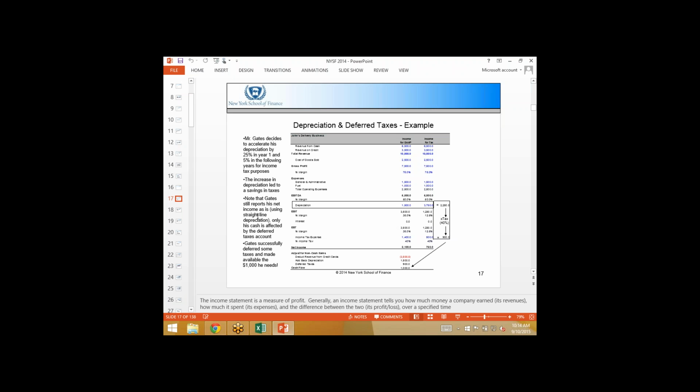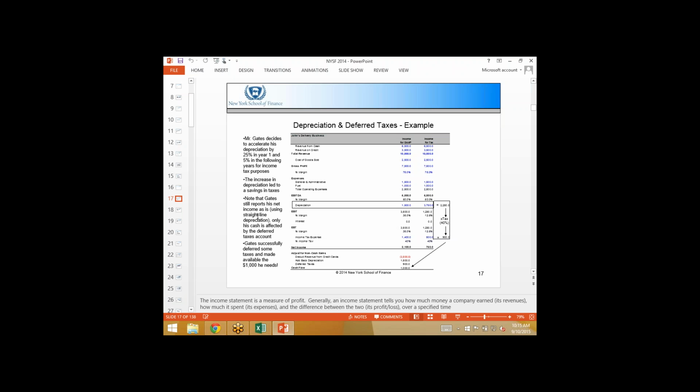However, we don't avoid paying taxes altogether. We're just deferring it in the short term. Later on, we're going to have to owe those taxes. So the difference between the taxes expensed, the 1,400 for GAAP purposes, and the actual taxes due, 500 for tax purposes, becomes a deferred tax liability at 900. In other words, we were able to defer our taxes and free up cash in the short term by accelerating depreciation.